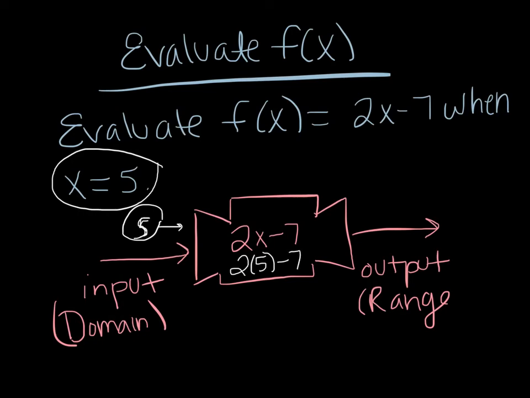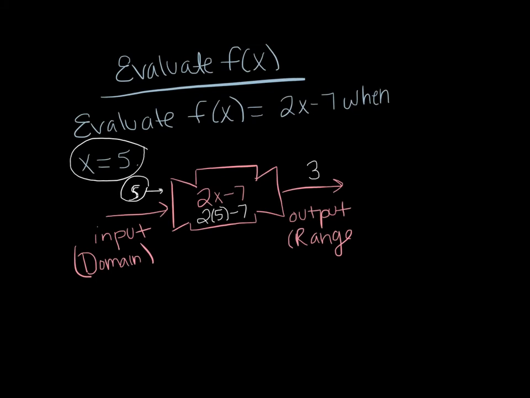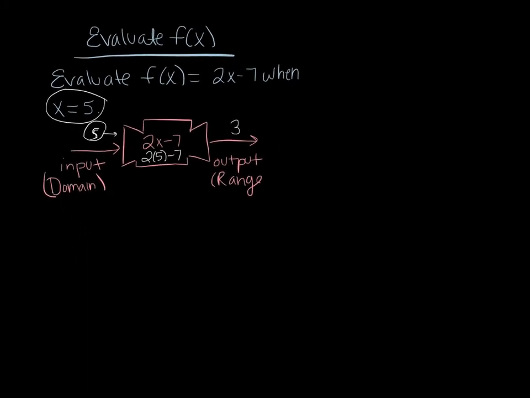Okay? This is what I want you to write underneath. So 2 times 5 is 10. 10 minus 7 is 3. So my output is 3. So my answer is 3. Let me do another one. I'm going to put it up here. Let's have evaluate f of x equals x minus 5.